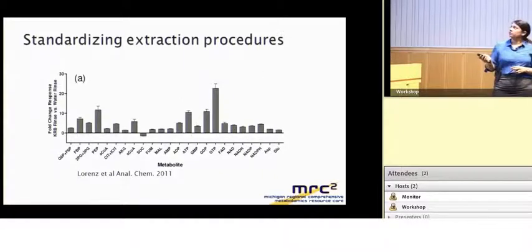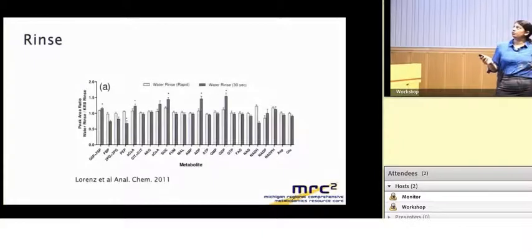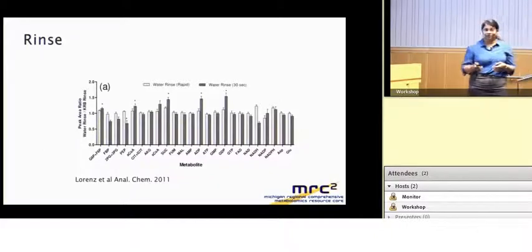So water rinse is better in this situation, but how long of a water rinse? Even that makes a difference. A quick 5-second water rinse, which we call rapid, or a 30-second water rinse also shows some changes in the metabolic profile. I don't want you to get scared about the small variations causing changes, but the point here is to standardize your protocol. Whatever you choose, standardize it throughout your experiment.